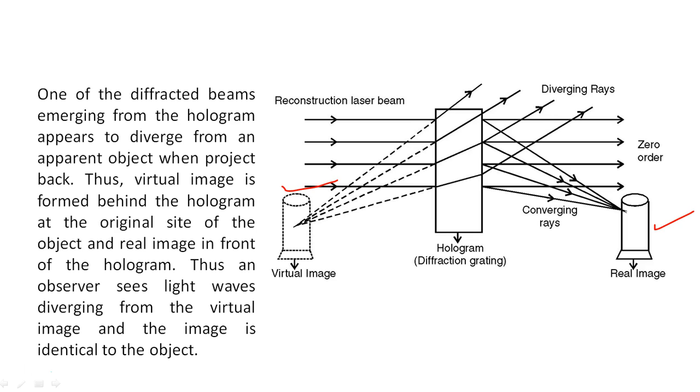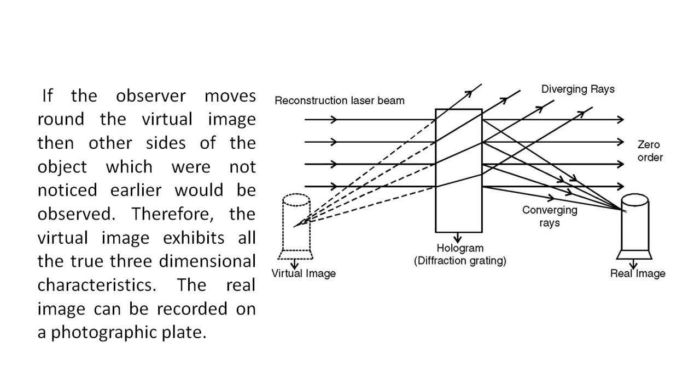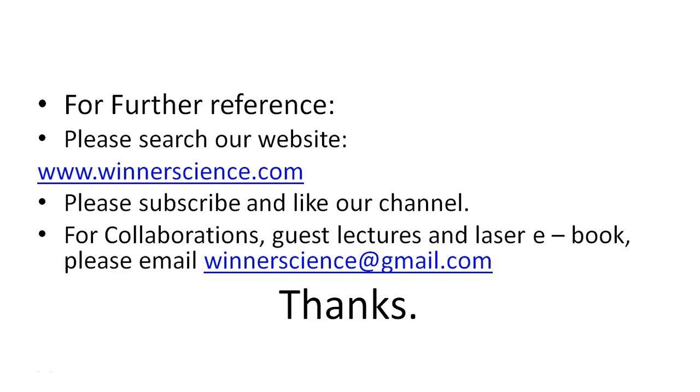Thus, an observer sees light waves diverging from the virtual image, and the image is identical to the object. If the observer moves around the virtual image, then other sides of the object which were not noticed earlier would be observed. Therefore, the virtual image exhibits all the true three-dimensional characteristics. The real image can be recorded on a photographic plate. If the rays pass through and are not diffracted, then we will get the zero order image. That is, we will get the maxima here.